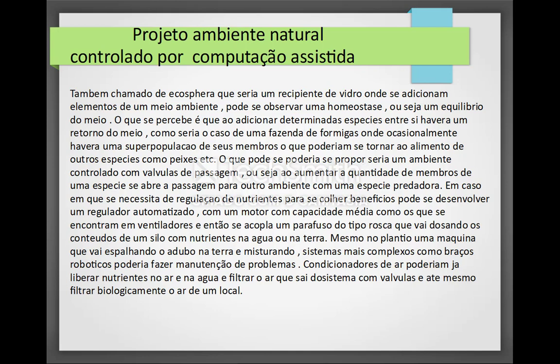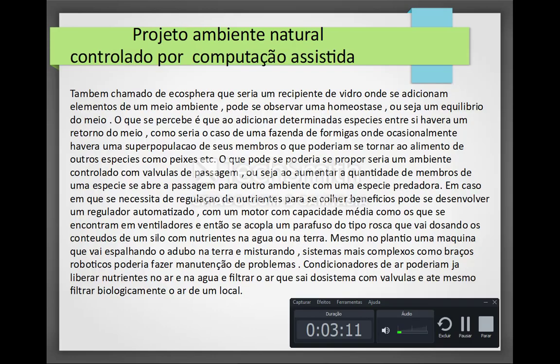What could be proposed would be a controlled environment with passage valves, that is, by increasing the number of members of one species, the passage to another environment with a predatory species opens up. In case it is necessary to regulate nutrients in order to reap benefits, an automated regulator can be developed, with a motor with medium capacity like those found in fans, and then a screw of the auger type that is dosing the contents of a silo with nutrients in water or on land.